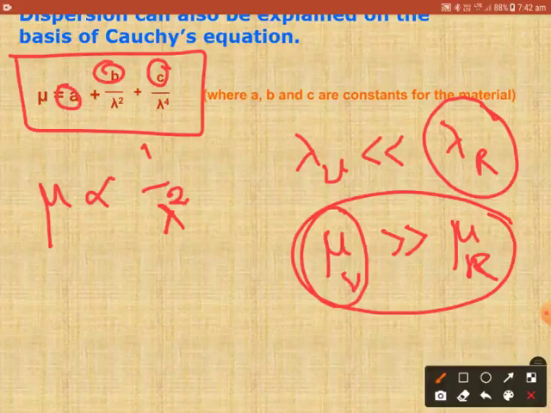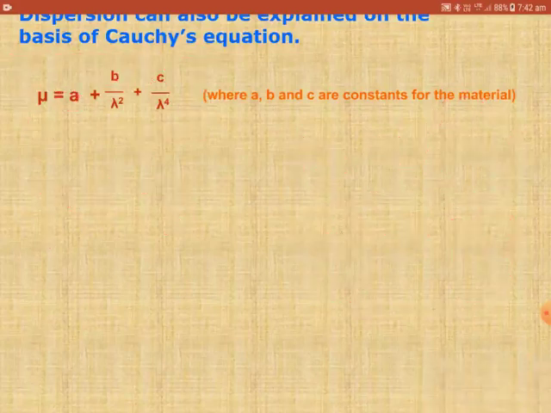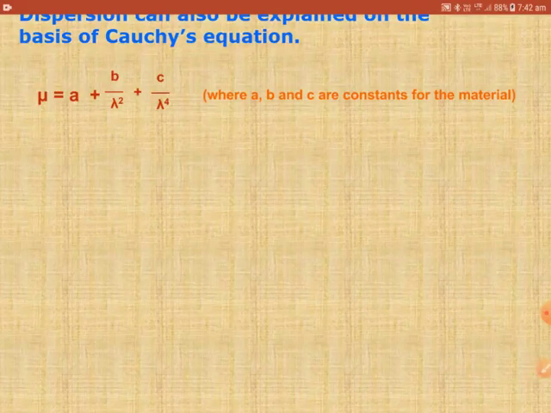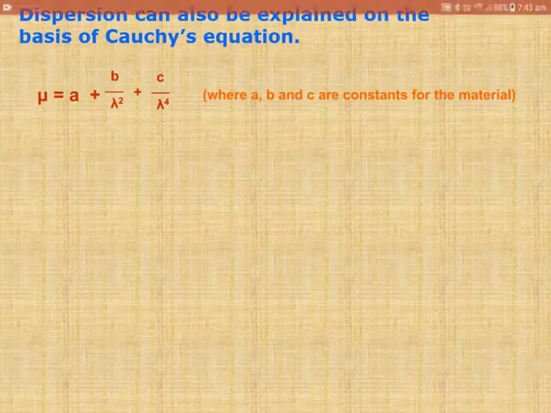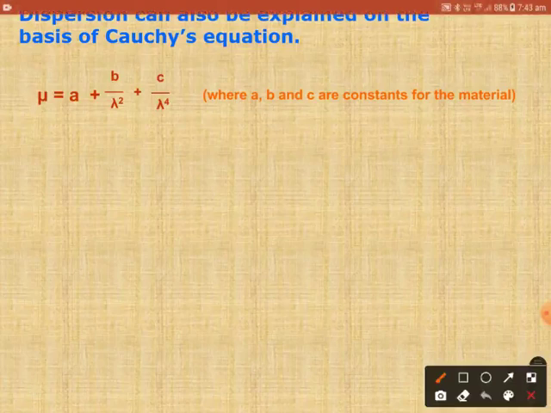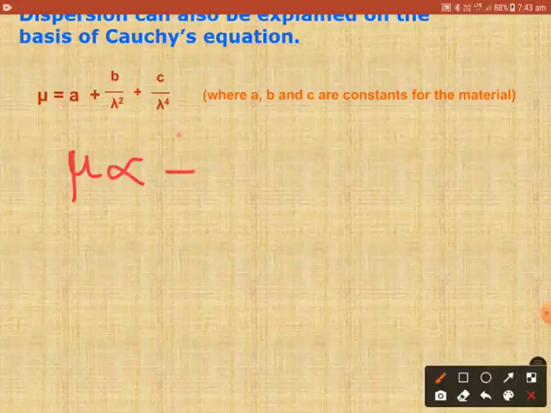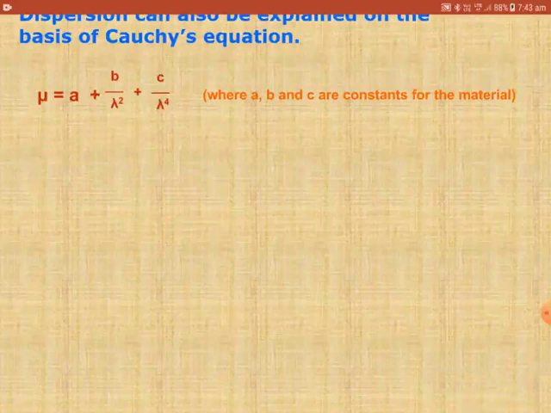So when one asks you what is the cause of dispersion, you can say that it is due to Cauchy's relation, which gives the relation between the refractive index of the medium and the wavelength. You can also say that mu is equal to a constant divided by lambda squared, or simply that mu is inversely proportional to the square of the wavelength. You can also say it like this. Let's see another expression also.